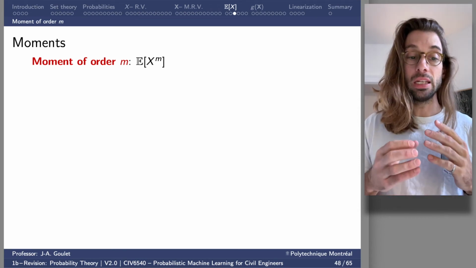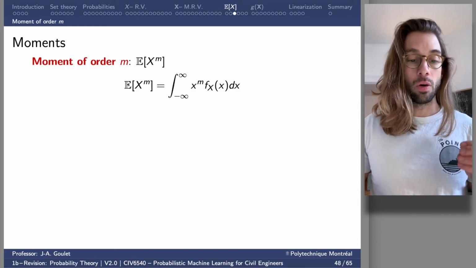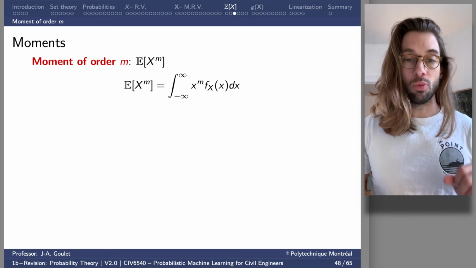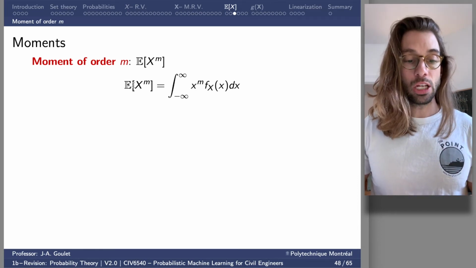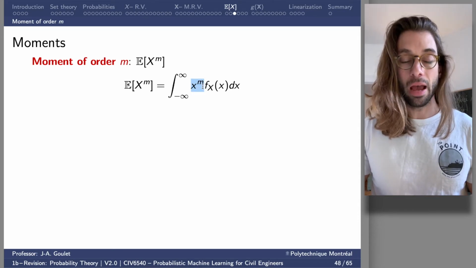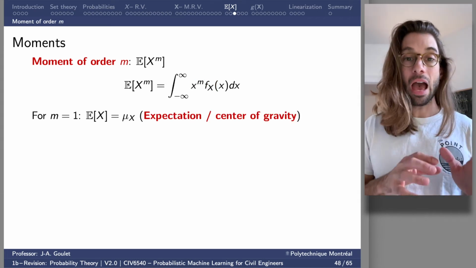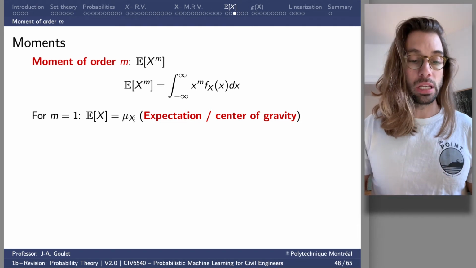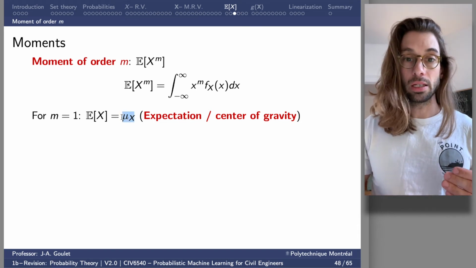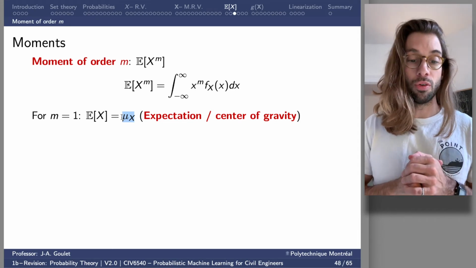Okay, let's define the moment of order m as the expected value of x to the power m. So if I translate that to the concept we've seen in the previous slide, the expectation of x to the power m is going to be the integral from minus infinity to plus infinity of x to the power m times its probability density, okay? So if m equals 1, it's going to be equal simply to mu x, okay? It's going to be the mean as we commonly refer to it, okay?